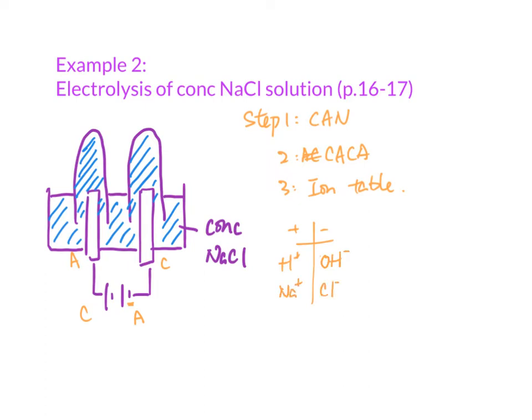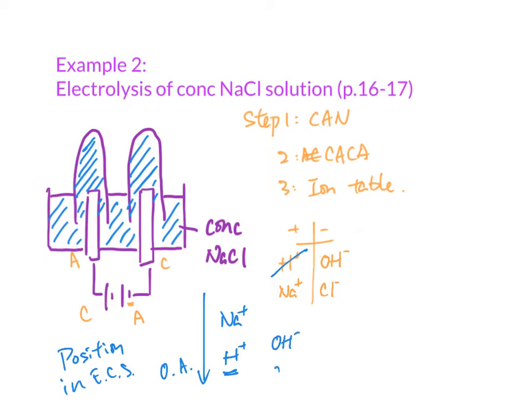So choose which one we're going to discharge. For the cation part, obviously H plus will discharge, because compared with Na plus, H plus is a stronger oxidizing agent due to its position in the ECS, so it will preferentially discharge. On the other side, you have OH minus and Cl minus. However, this is a concentrated solution.